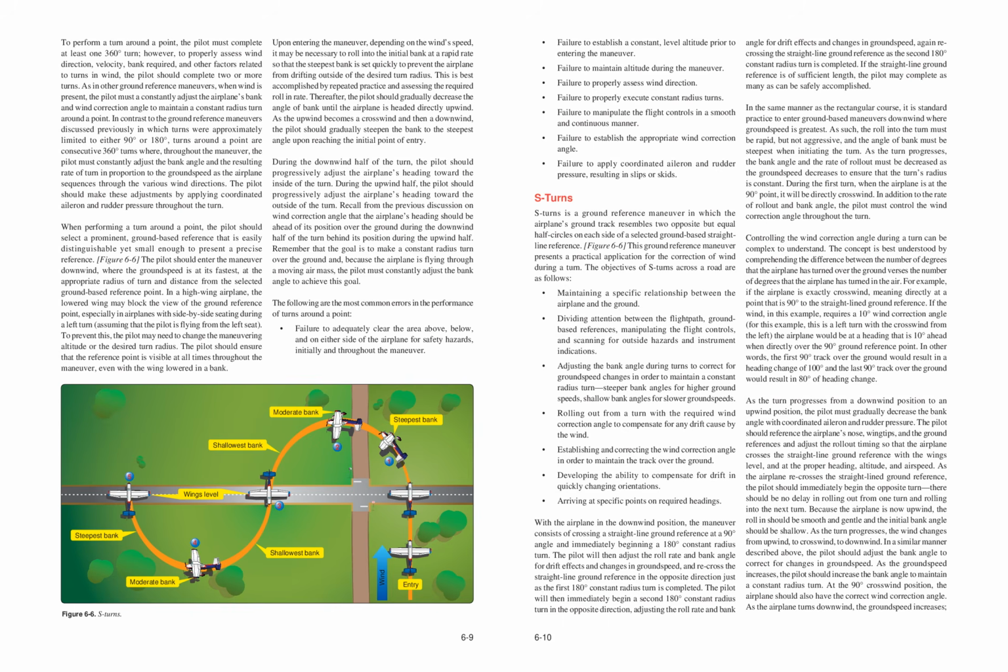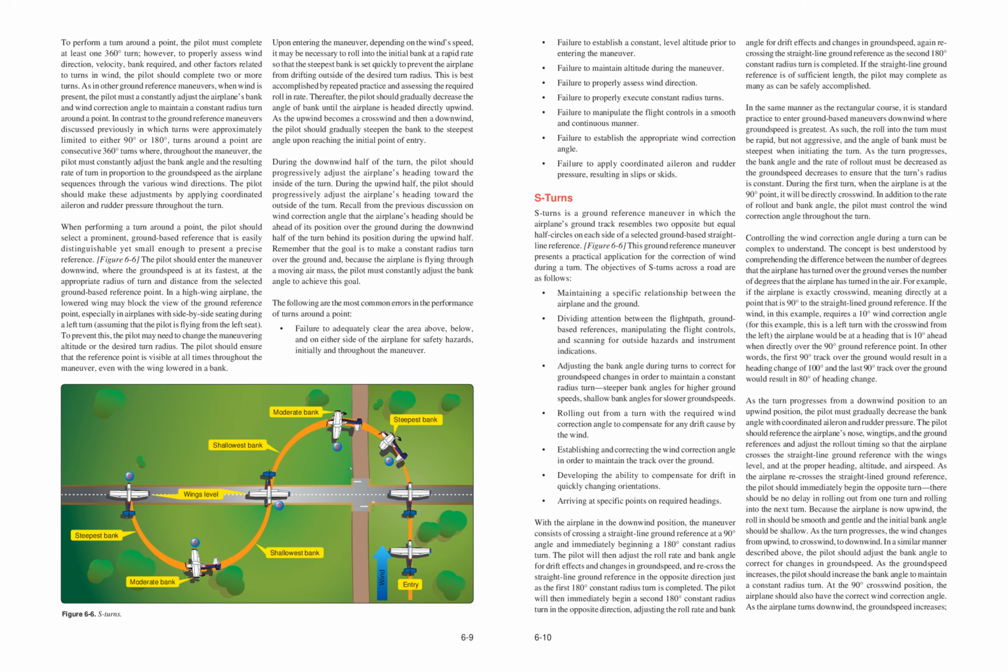To perform a turn around a point, the pilot must complete at least one 360 degrees turn. However, to properly assess wind direction, velocity, bank required, and other factors related to turns and wind, the pilot should complete 2 or more turns. As in other ground reference maneuvers, when wind is present, the pilot must constantly adjust the airplane's bank and wind correction angle to maintain a constant radius turn around a point.